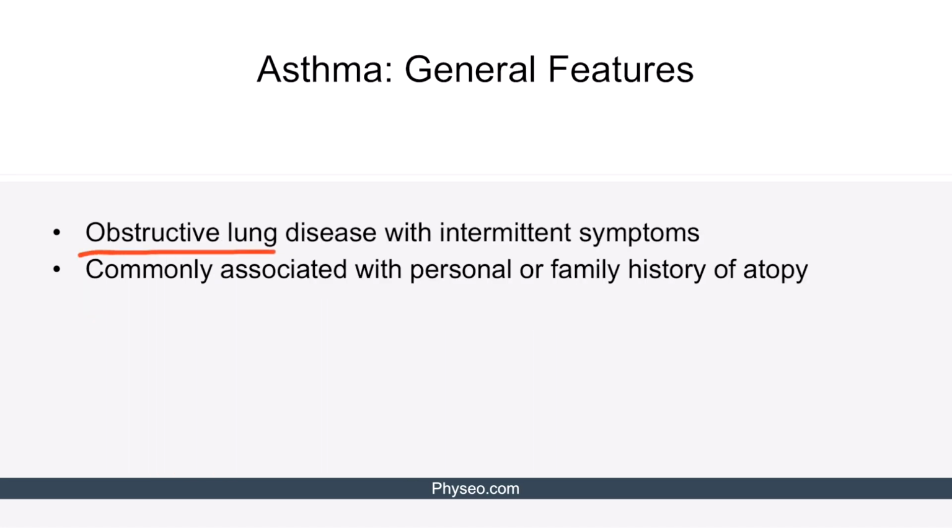Asthma is an obstructive lung disease with intermittent symptoms. It is commonly associated with a personal or family history of atopy. Atopy is the genetic predilection to produce IgE following exposure to allergens. Some of the common manifestations of atopy are atopic dermatitis or eczema, allergic rhinitis, and asthma.